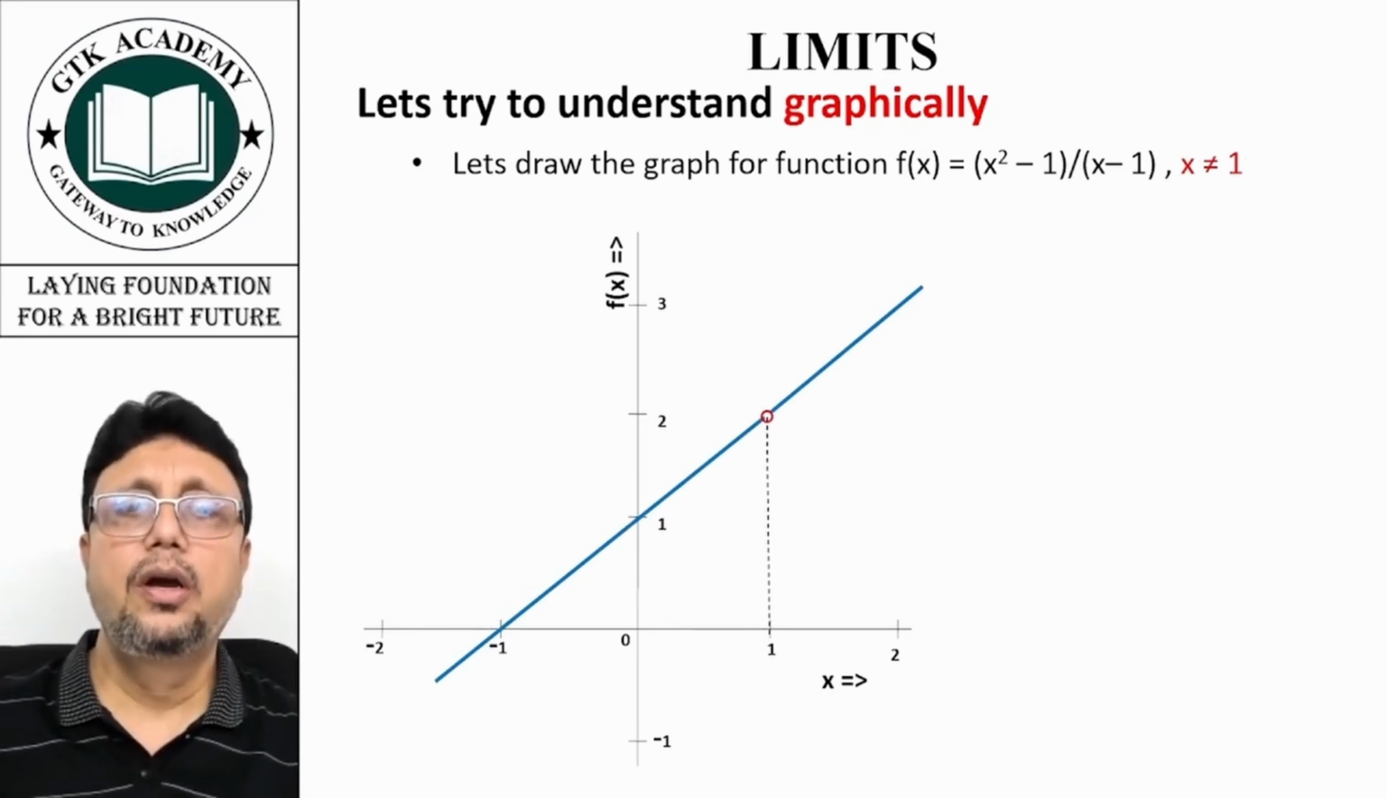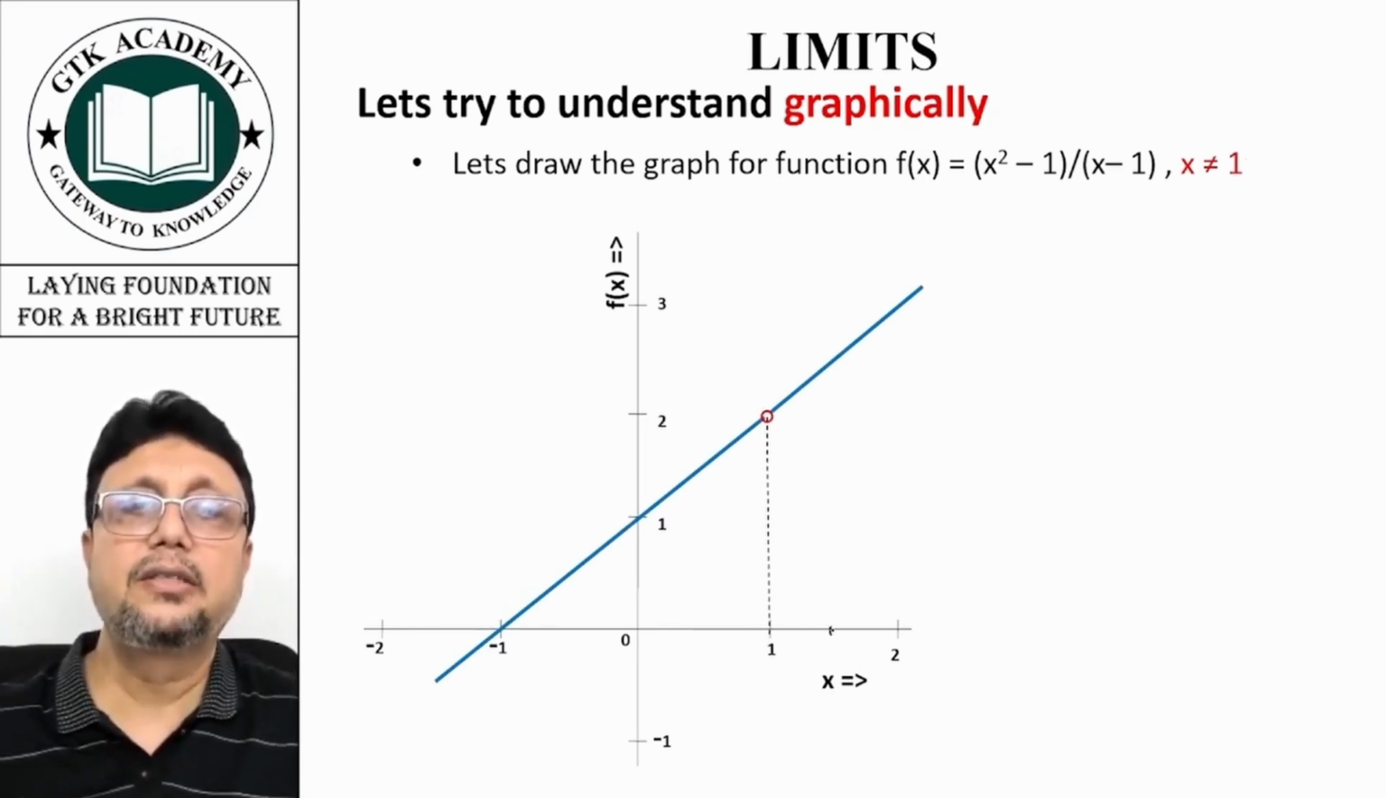Now what do we do? We again go towards the right side of 1, say this, and then we'll go on left, say this point.